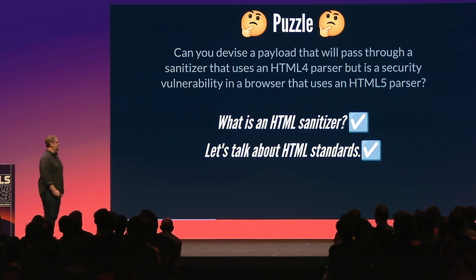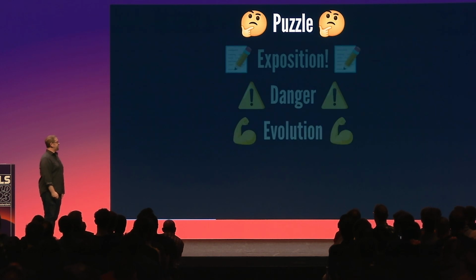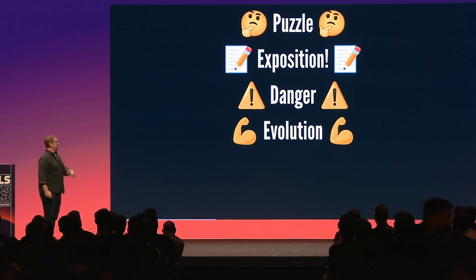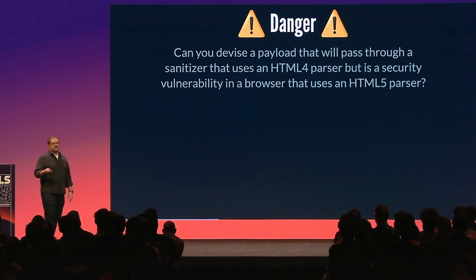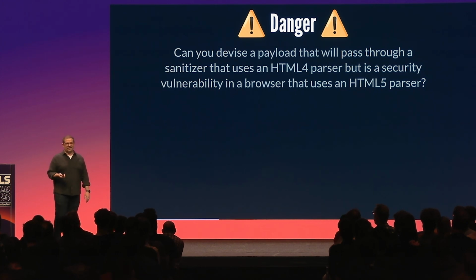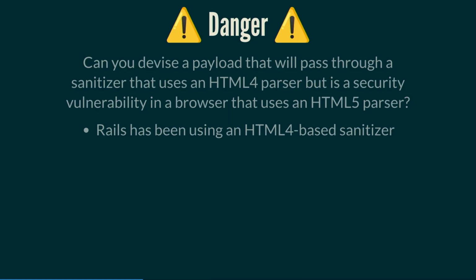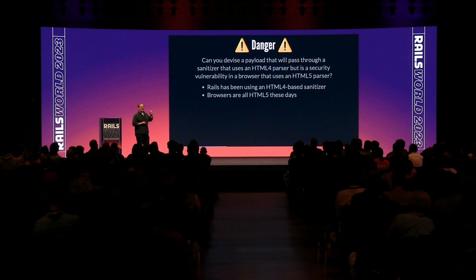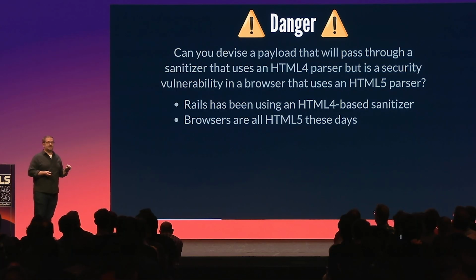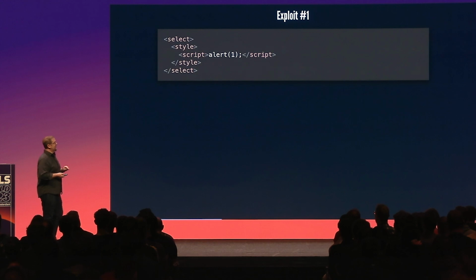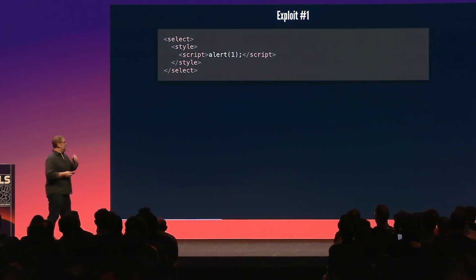We've talked about HTML standards. I've given you a little bit of exposition. Let's talk about why this is a dangerous question. And I'm sure you've put it all together already. Rails has been using an HTML4 sanitizer for 10 years, and browsers are all HTML5 these days. Right? If we can find a solution to this question, if we can actually craft a payload that will be a security vulnerability in HTML5, this means that everybody's Rails site is vulnerable today. Bad news. There is an exploit for this.